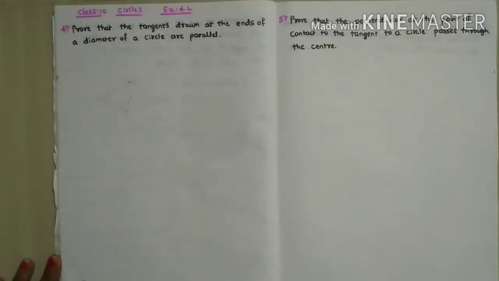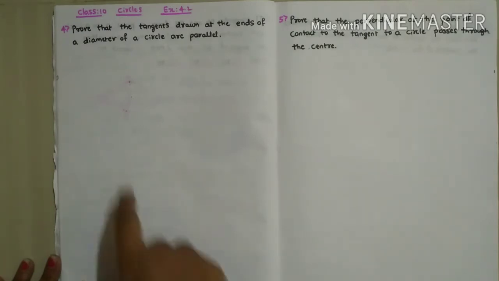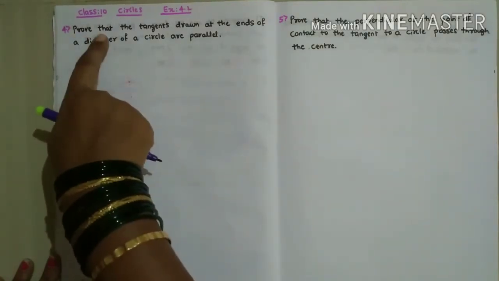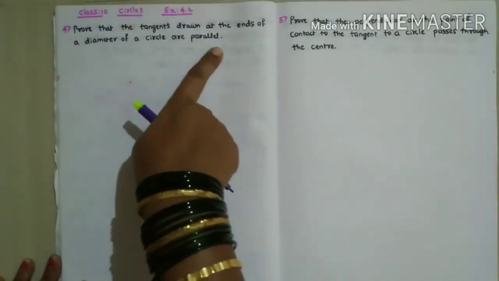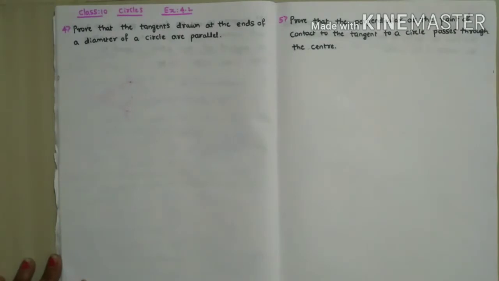Hello children, in this video we are going to learn class 10 circle chapter exercise 4.2 fourth and fifth sums. First we'll see the fourth sum. The question they have given is: prove that the tangents drawn at the end points of a diameter of a circle are parallel. Here they did not give the diagram.